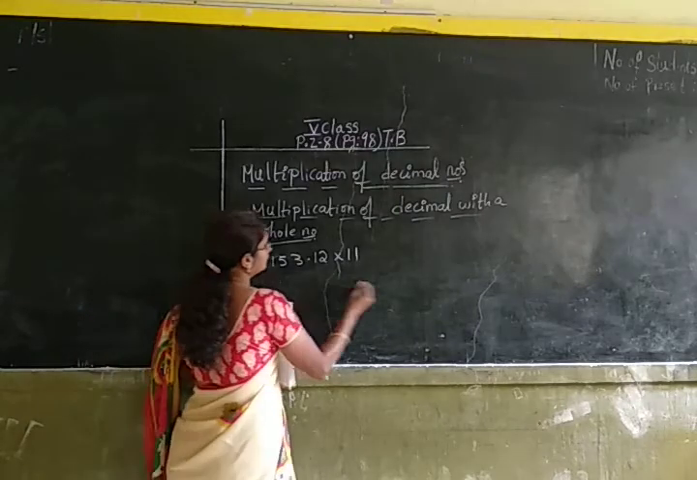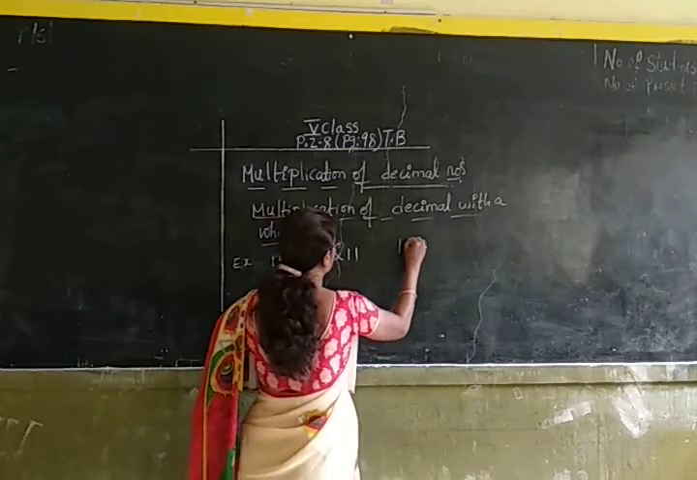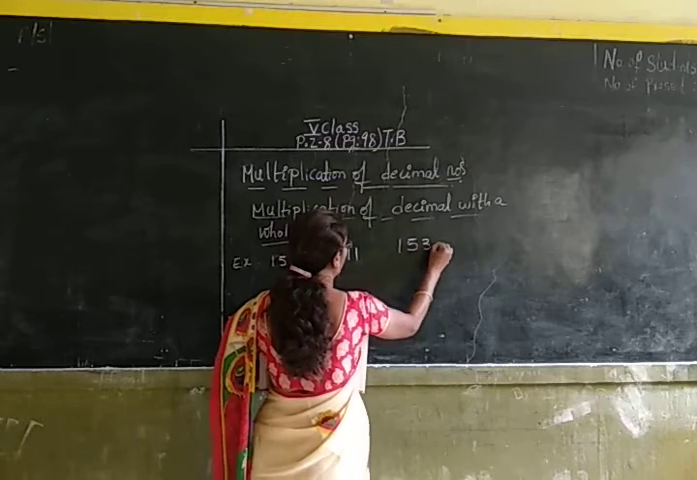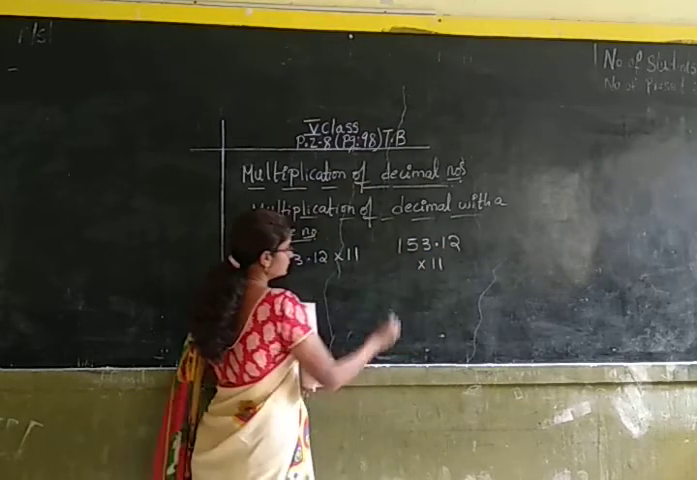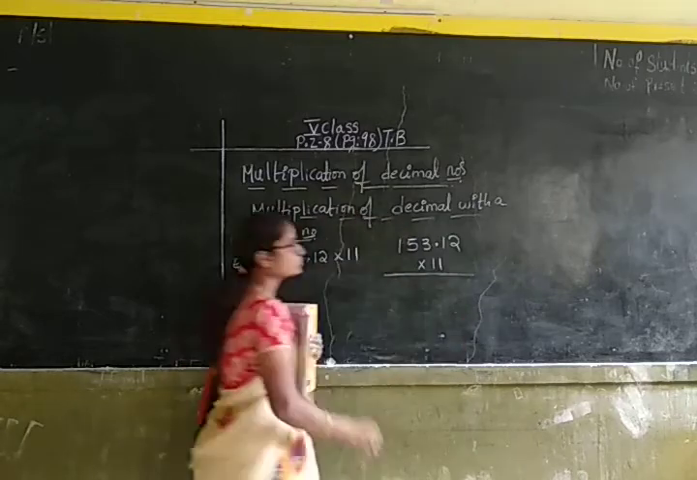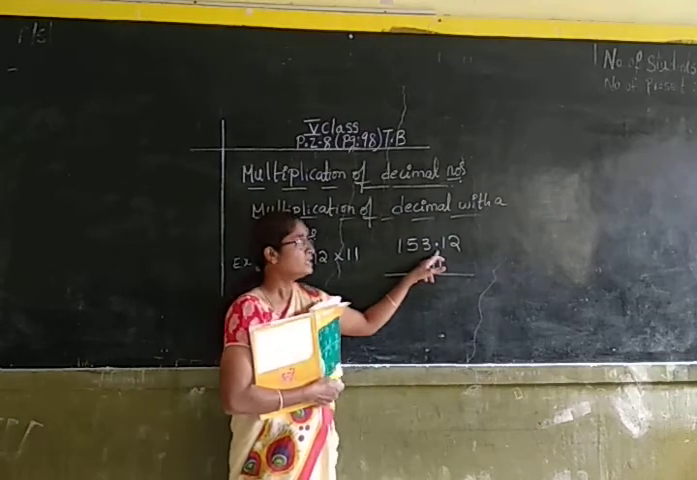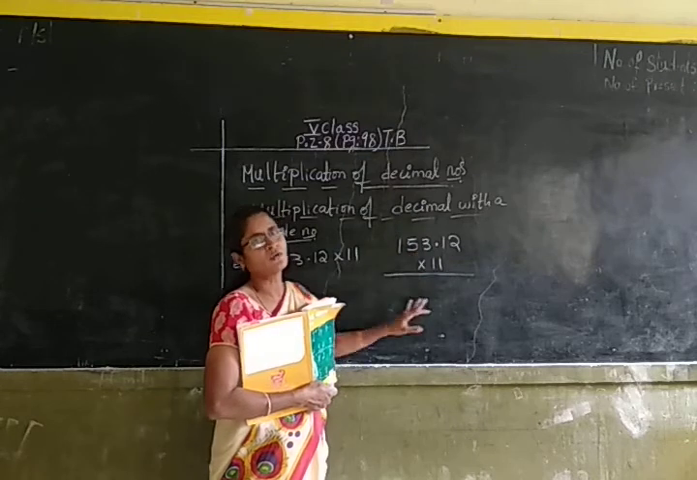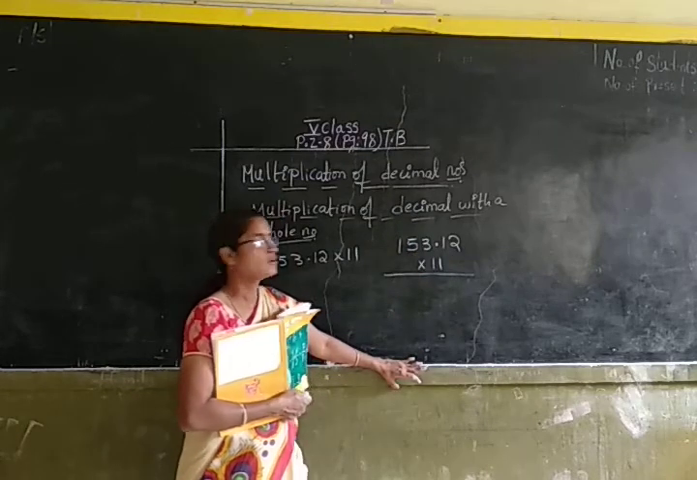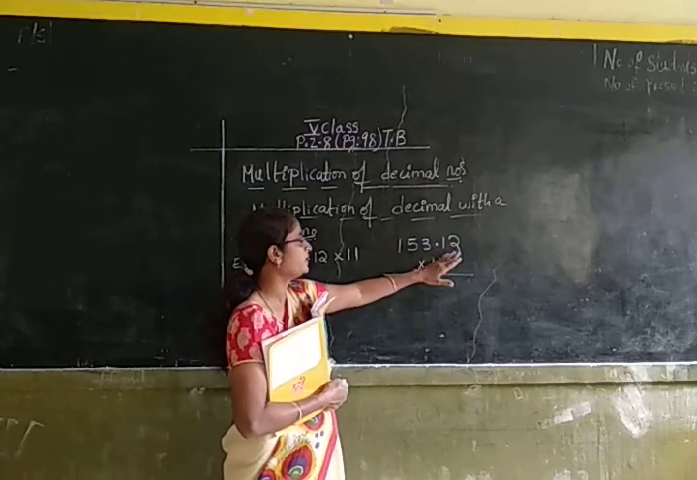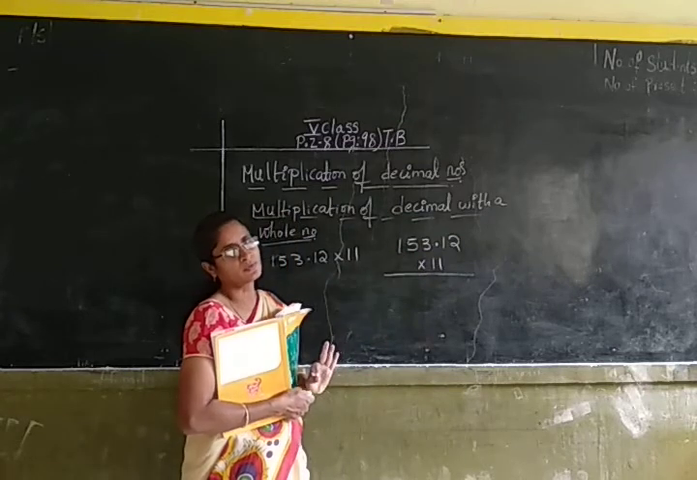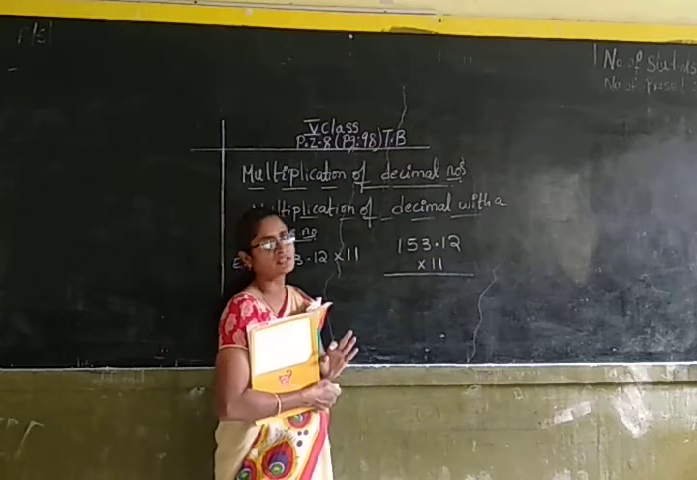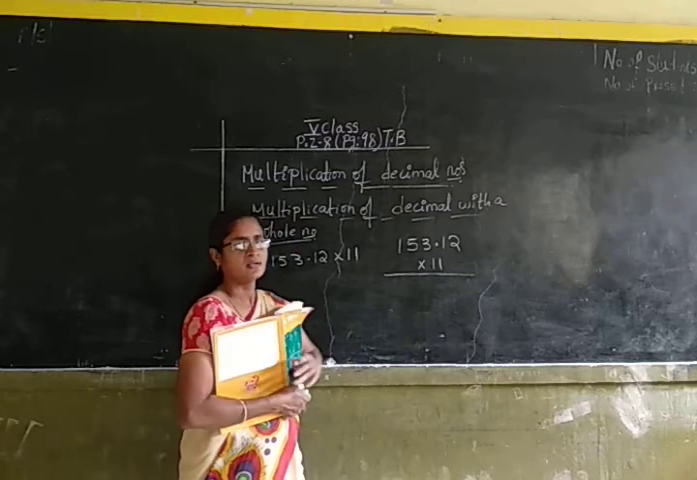Okay children. First let us write down 153.12 into 11. Children, what we have to do is we have to ignore the decimal point and do the normal multiplication. Ignore means we should not consider the decimal point and simply do the normal multiplication. So first let us do the normal multiplication and in the answer let us place the decimal point.